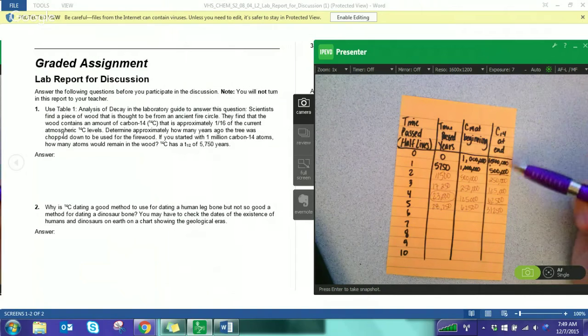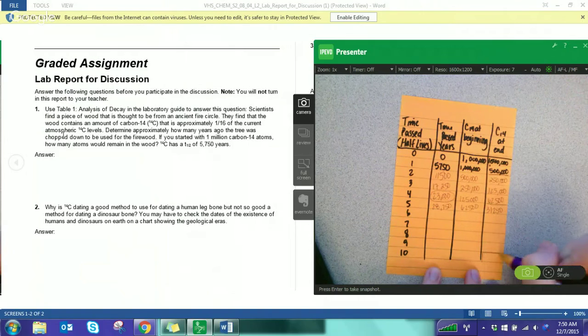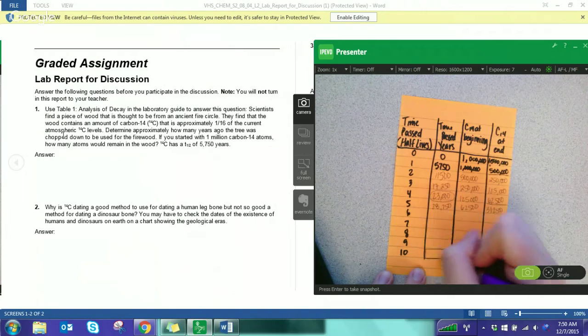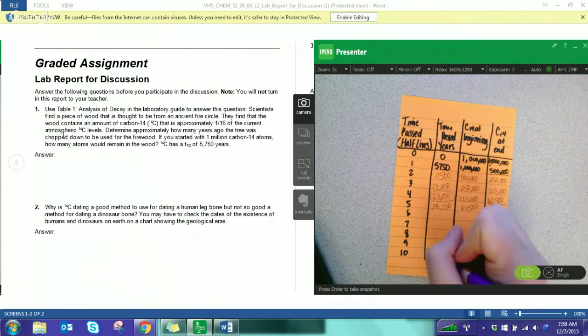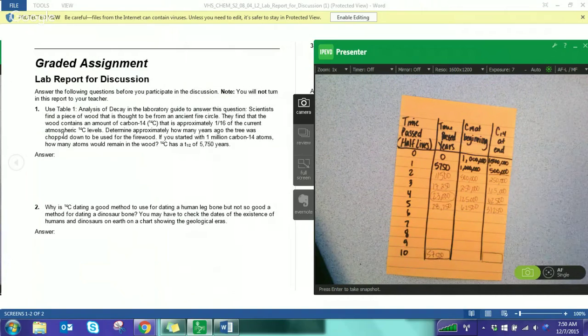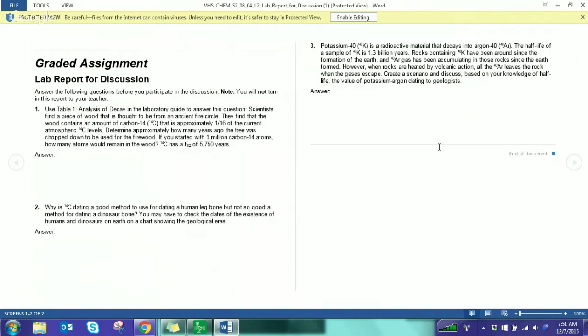If you think about it, again, looking at this table is going to help, especially when you get down here and you find out how many atoms you have left when you get through 10 half-lives and how many years it's been. That's going to help you decide why carbon-14 is good for something that hasn't been around as long as the dinosaurs. Because when you get to this bottom area down here, you're going to be talking 57,500 years ago. So that number is going to be more realistic for human leg bones, especially when you figure out how long ago it was that the dinosaurs were around. But you need to put that into your own words using the numbers on your chart to explain that answer, okay?